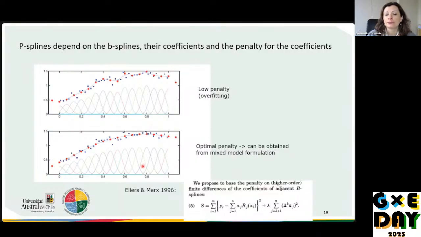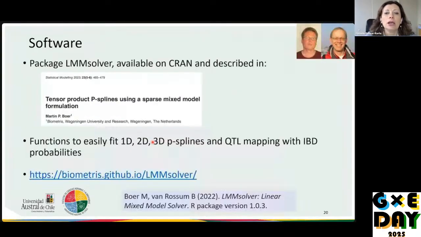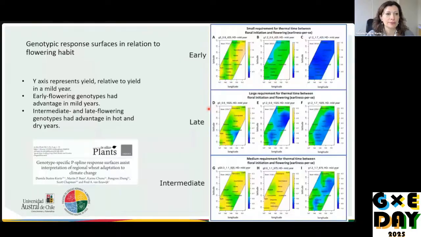So this is why the optimal penalty is embedded in a mixed model formulation, and then we have a smooth trend that enables us to characterize the overall response, but not so weakly, a bit more smooth. This is embedded in a nice R package. If you are interested, you can look at it. It's LMM solver, created by my colleagues Martin Boer and Bardian van Rossum, and there are some papers connected to it.